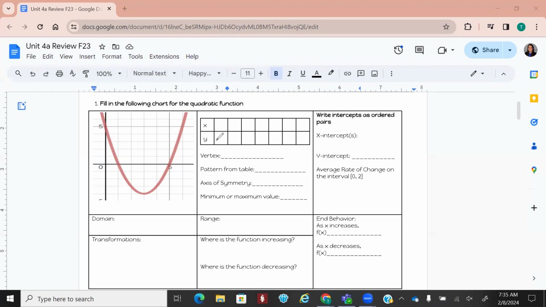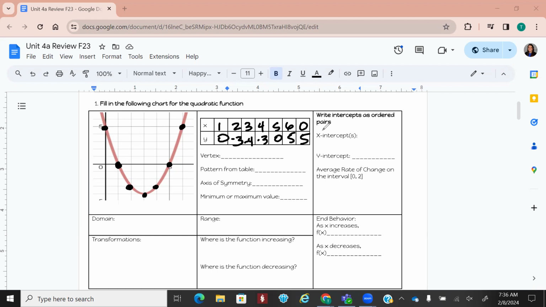We also can fill in this little table. So what are some points on this graph? Let's do this one first. What is this point? 1, 0. Okay, what's this point? What's this point? This point. And this point. And this point. Okay. And notice how I filled in that table by just looking at the graph. Boom, there it is.